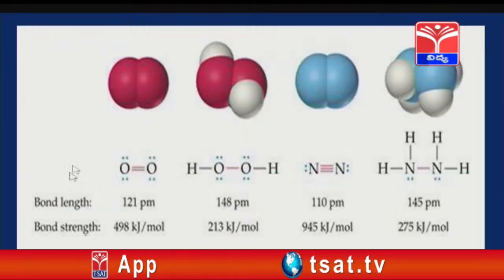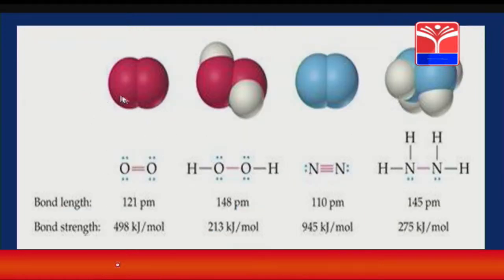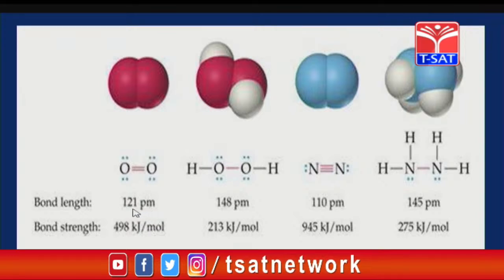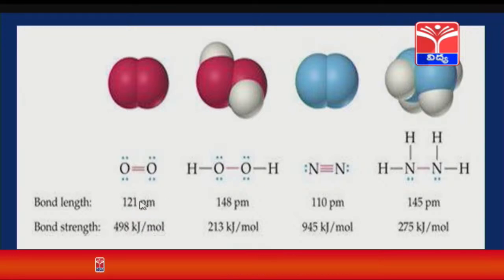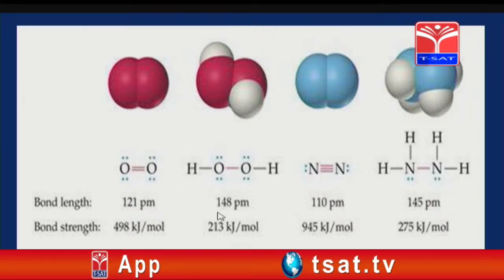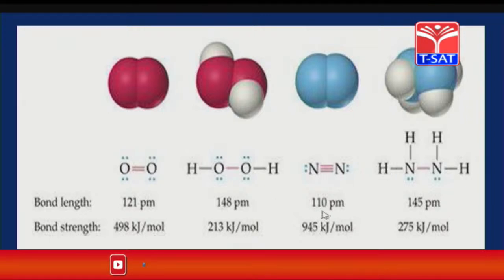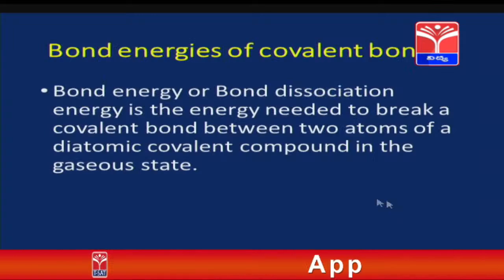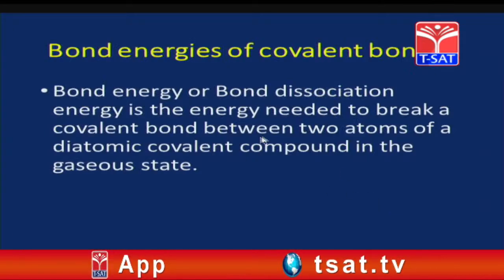0.096 nanometers. Bond length of oxygen molecule, in this oxygen molecule two atoms of oxygens are sharing two pairs of electrons. So, the bond length is 121 picometers. Pico means 10 to the power minus 12 children. In hydrogen peroxide children, the bond length is 148 picometer. In nitrogen molecule, the bond length is only 110 picometers, and here between the nitrogen and nitrogen the bond length is 145 picometers.